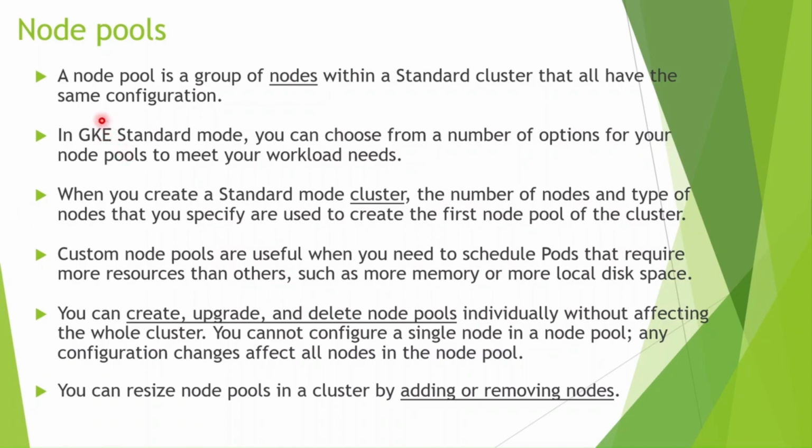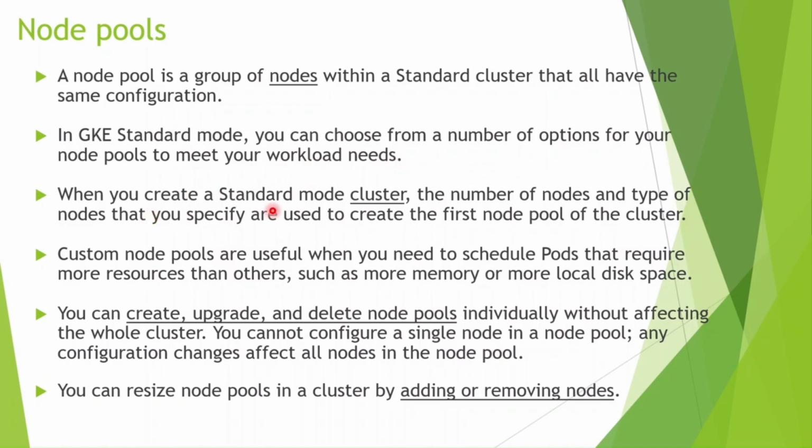So basically, a node pool is a group of nodes within a standard cluster that all have the same configuration. You define a node pool during cluster creation or later on also. All the machines in the node pool will have the same configuration. And in GKE standard mode, you can choose from a number of options for your node pools to meet your workload needs. So if you want a different CPU or different machine type, or you want local SSD, or a disk type like persistent disk, SSD, or balanced, all those options we have while you create a node pool.